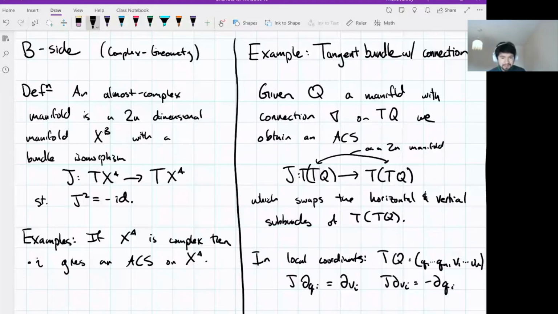Okay, so now we can begin to see where this story is connected to the previous one, which is that in both of these, I have a manifold Q and I have a way of upgrading it to a manifold which is twice the size. And in one way, I'm going to get a complex structure, and in one way, I'm going to get a symplectic structure.